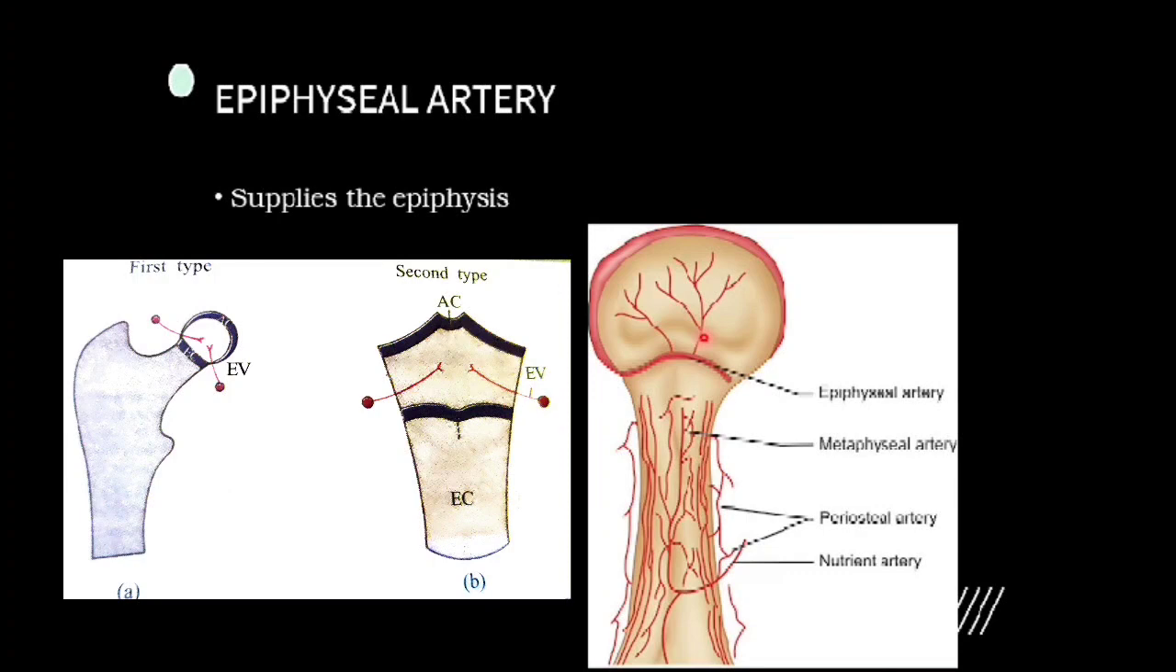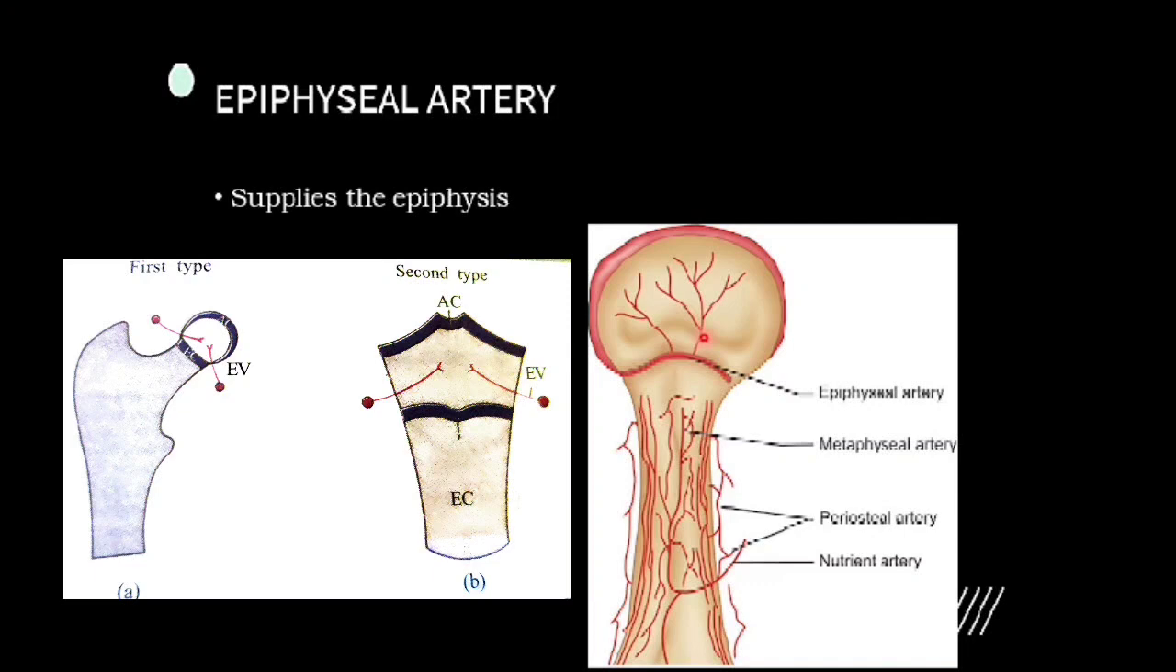So the artery pierces the epiphyseal cartilage and then supplies the epiphysis. In case of any injury to the epiphyseal cartilage or epiphyseal separation, that can lead to avascular necrosis of the epiphysis, because the artery is piercing the cartilage and entering the epiphysis, so the blood supply to the epiphysis is cut off.